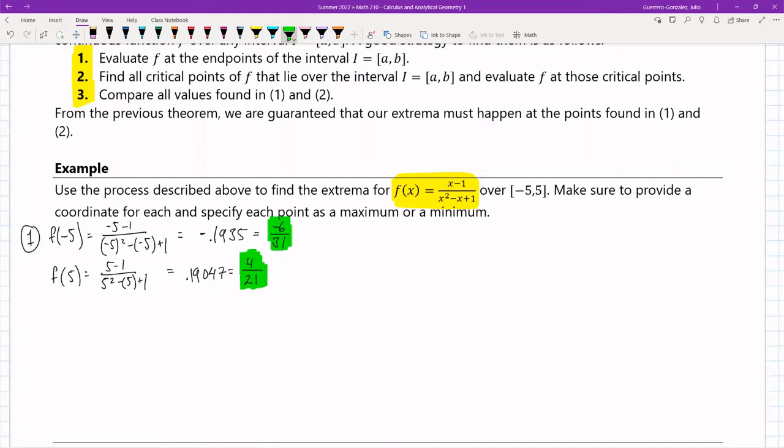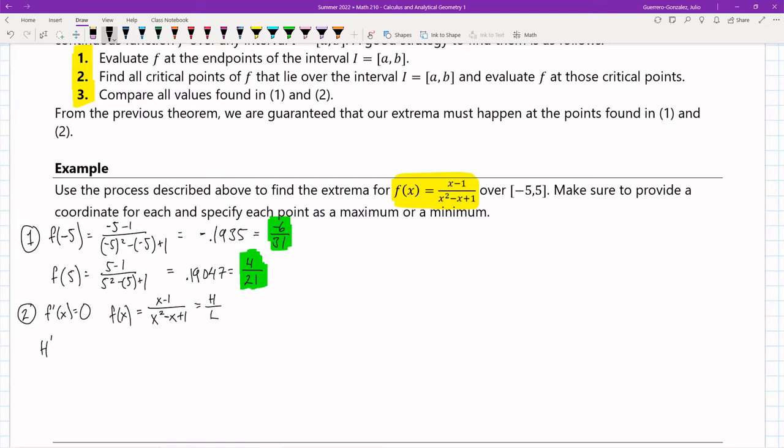Part 2 says find all the critical values. So that means number 2, critical values means I need to do f prime of x equals 0. So we know that our f of x is going to be x minus 1 over x squared minus x plus 1. So we have a high and we have a low. Then let's go ahead and start taking derivatives so we can use the quotient rule.